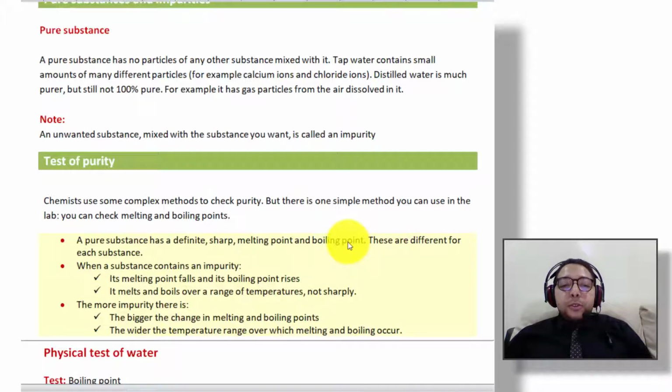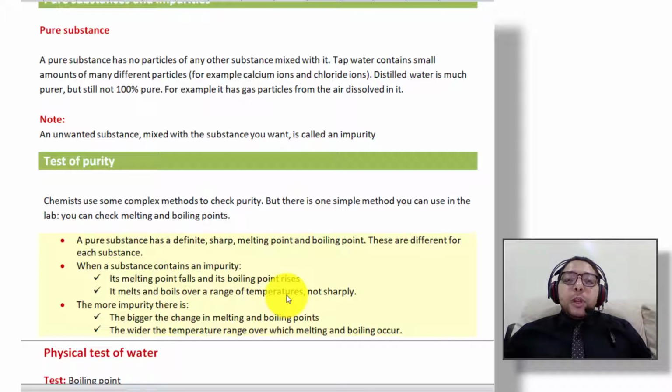That's a pure substance. If we have impurities with the substance, we're going to have two different things. The first one, the melting point will fall down and the boiling point will increase. The second one, it melts and boils over a range of temperature. It's not going to be sharp, but it's going to be a range of temperature.